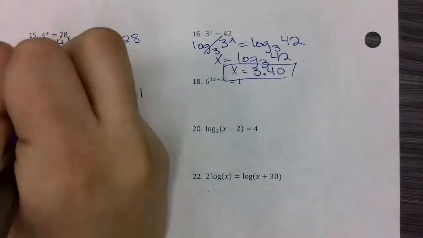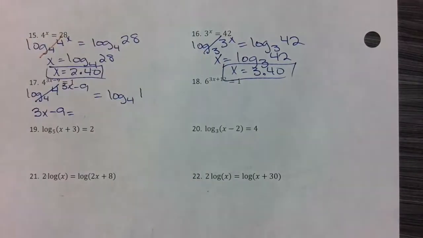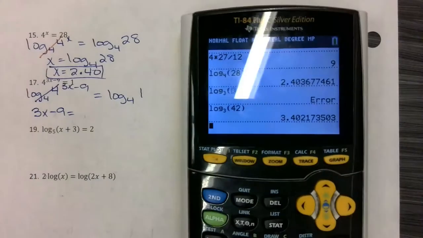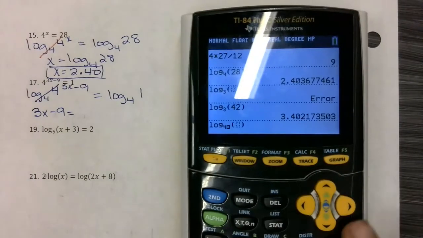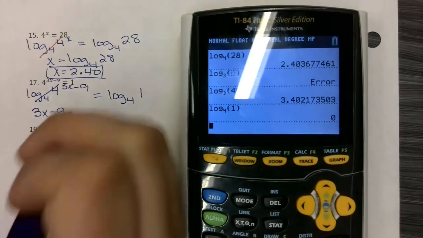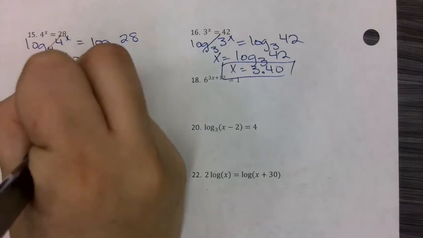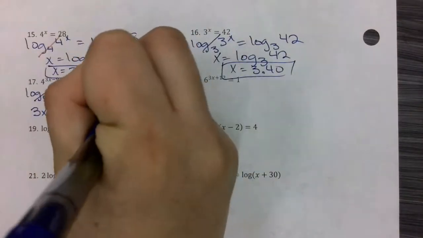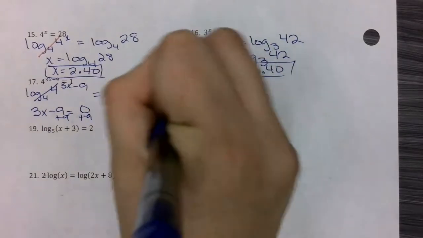Okay. This cancels out. I get 3x minus 9 equals, I can do log base 4 of 1. So I go math, log base 4, 1, which gives me 0. And I solve this like a normal math equation. So I add 9 to both sides. I have 3x equals 9, divide by 3, x equals 3.